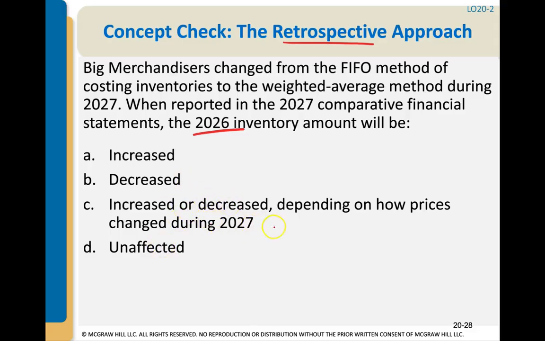depending on how your cost of goods sold changes, right? Which depends on how the prices change between the two methods. We for sure know it's not unaffected because for sure you have to change the inventory amount. And the answer is C, because it could go either way. We're not told enough information in this situation to know if it's actually increased or decreased.